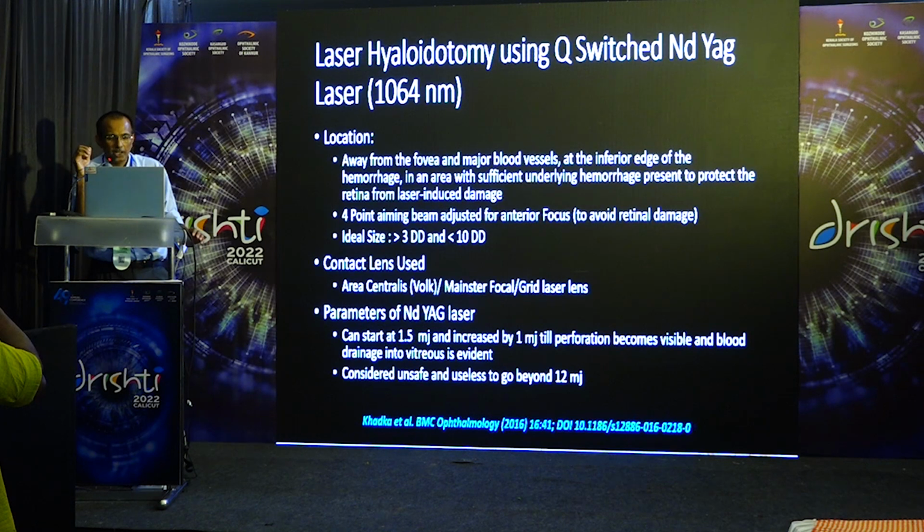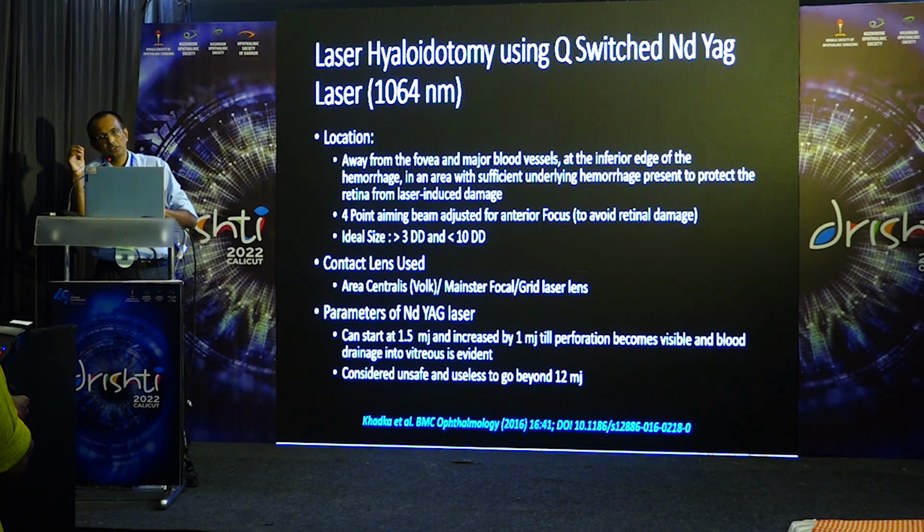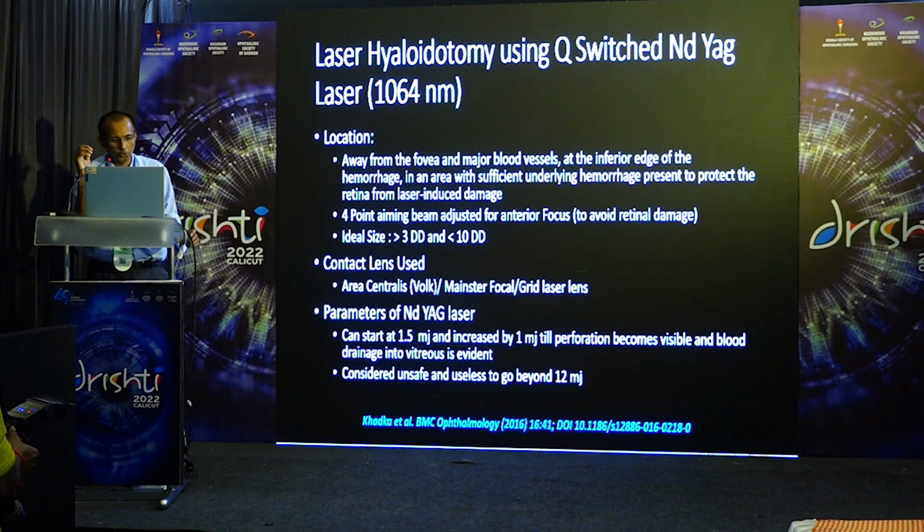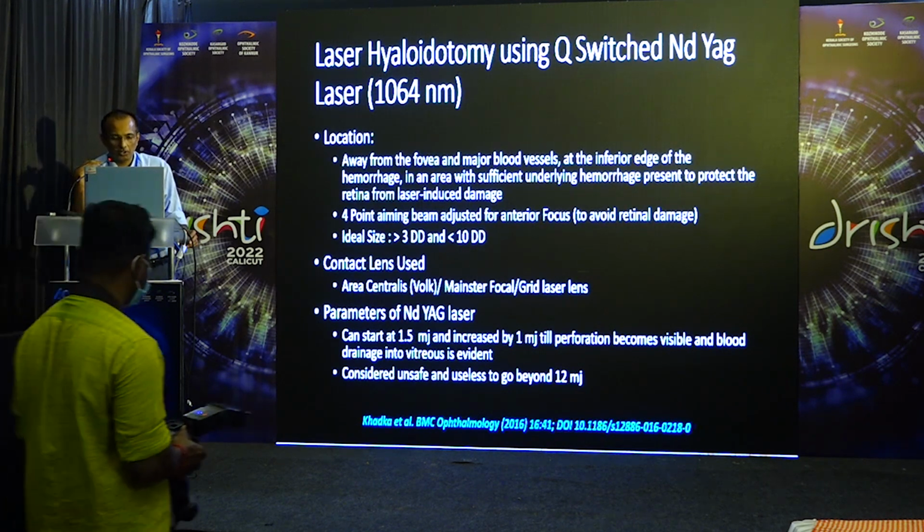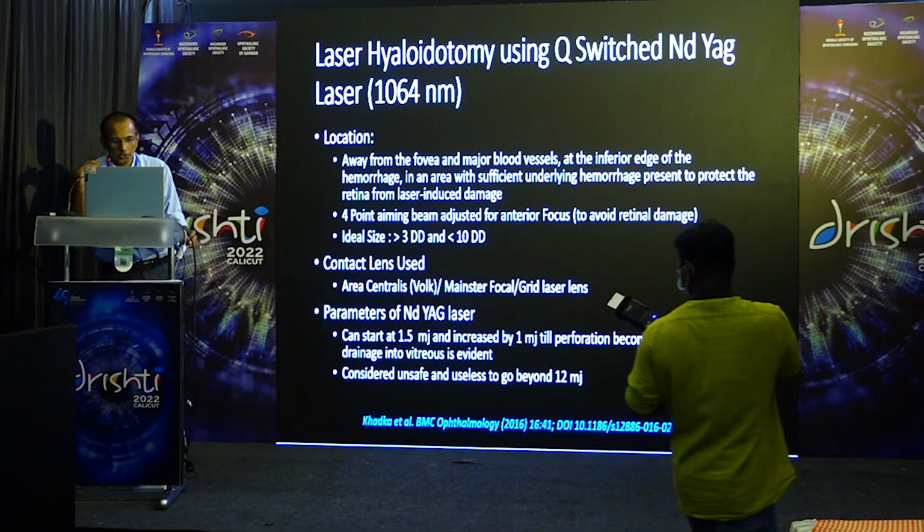Now, ideal size: a hemorrhage of less than 3 disc diameters is risky, and more than 10 disc diameters generally doesn't work. So the ideal size is between these two. You generally use an area centralis lens or a Mainster focal or grid laser lens for doing this.